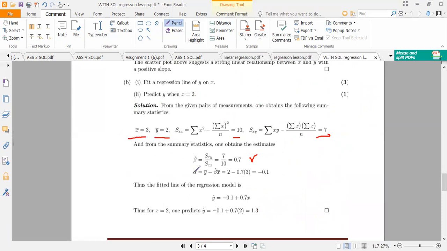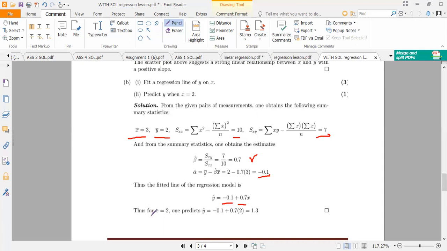So the formula for a is simply mean of y minus b mean of x. So where there's mean of y, we put 2. Mean of x, we put 3. Then our b as calculated here is 0.7. So when you calculate this, our final answer of a is negative 0.1. So using the regression equation, where there is a, we put negative 0.1. Where there is b, we put 0.7. So this is just the equation.